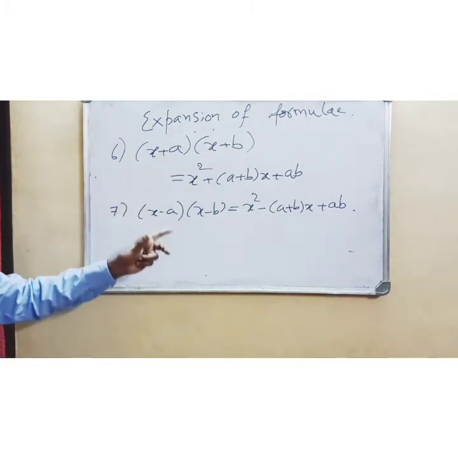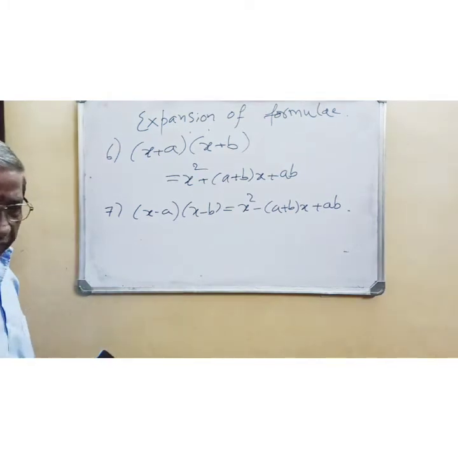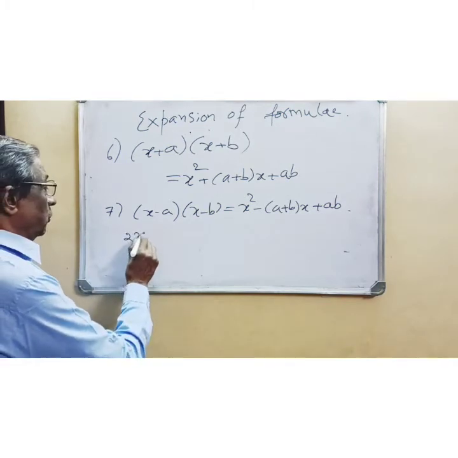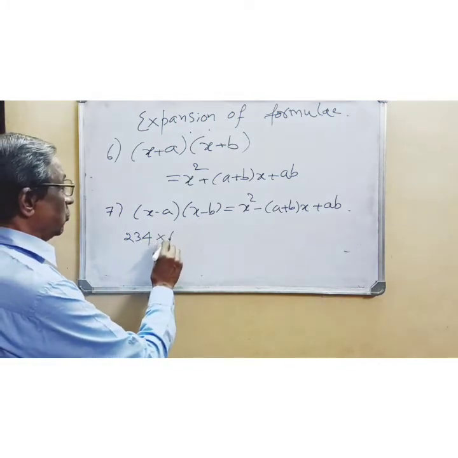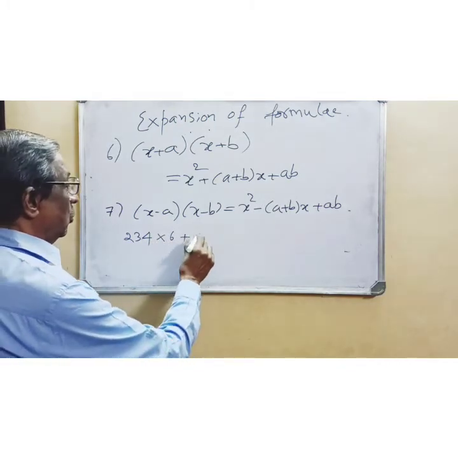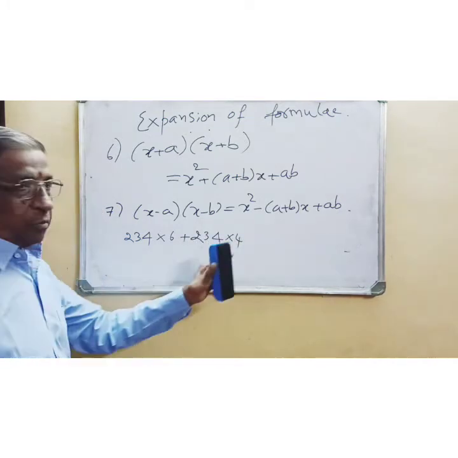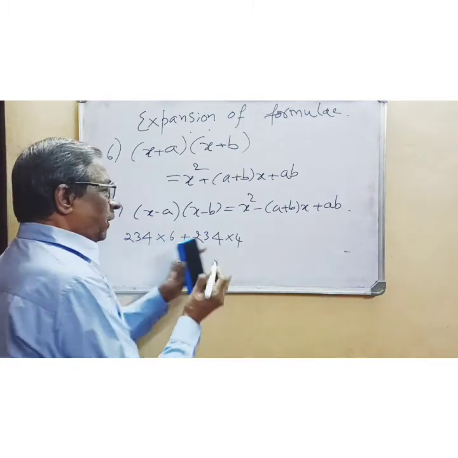So these formulae help us to expand any binomial. So now let me solve some problems on this. Reverse of it becomes factorization. So suppose 234 into 6 plus 234 into 4. It takes much time to multiply these two and add. Actually you have to multiply, then you have to add.